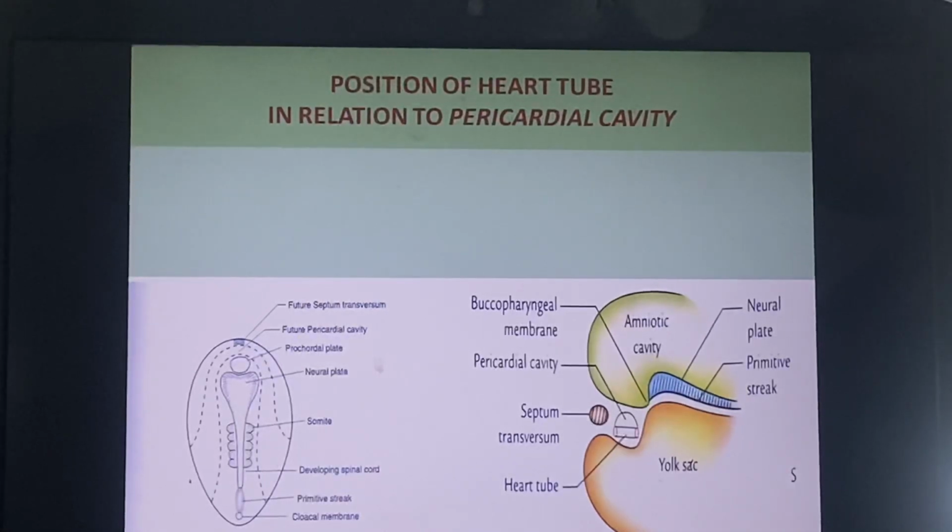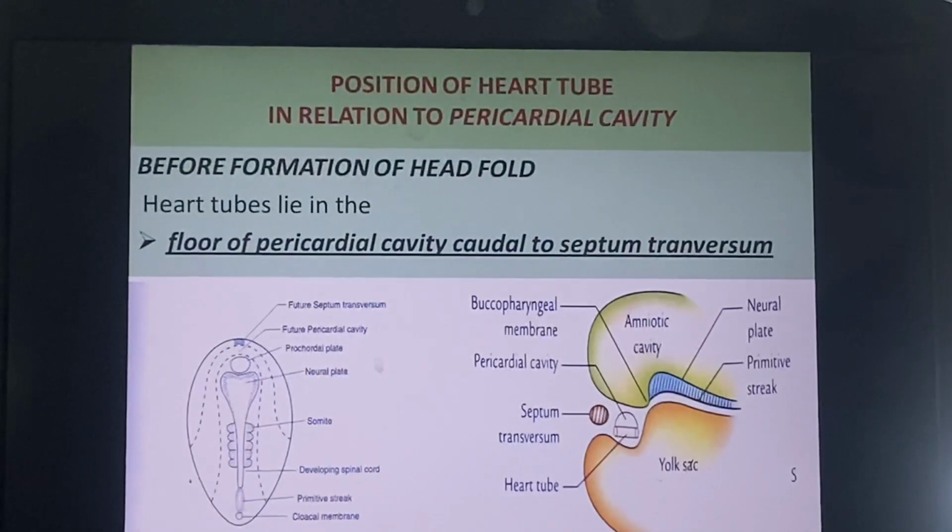Now if we see when the heart tube is developing, what is the position of the heart tube in relation to the pericardial cavity? You can see that before the formation of the head fold, the heart tubes lie in the floor of the pericardial cavity, as I have told you. So this is the septum transversum, this is the heart tube, and this is the pericardial cavity. Initially, when the head fold is not formed, this is the relation of the heart tube and the pericardial cavity. So the heart tube is lying in the floor of the pericardial cavity.